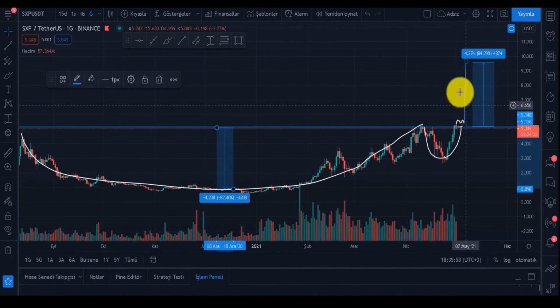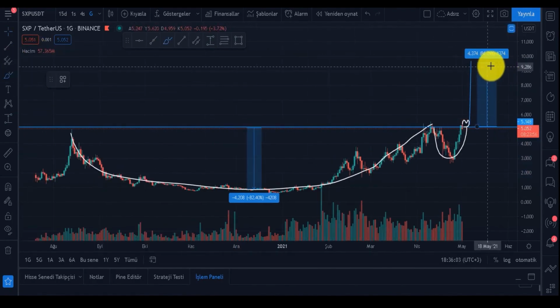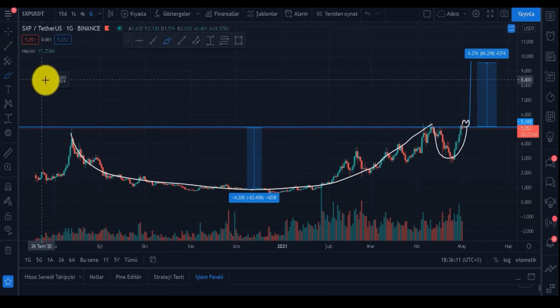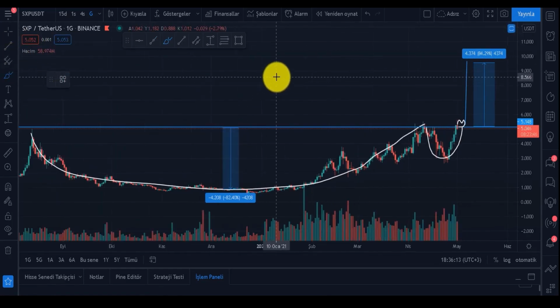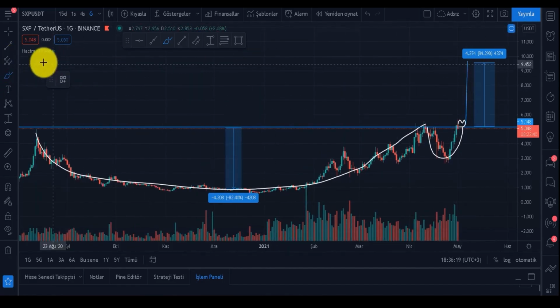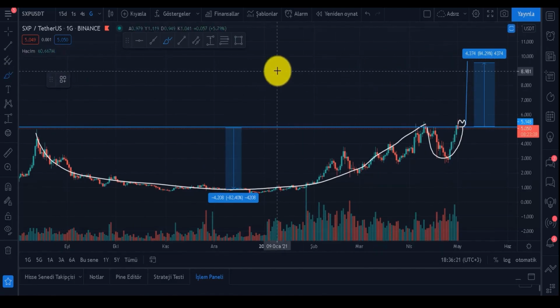Cup and handle formations show us where the target might be. Of course, we know that this is the exact resistance level, but we can execute some sales a little below it. Of course, if you are holding this coin, SXP coin, as a long-term investment, definitely avoid trading. Wait for the long term. But for those who say they will trade, this will happen.